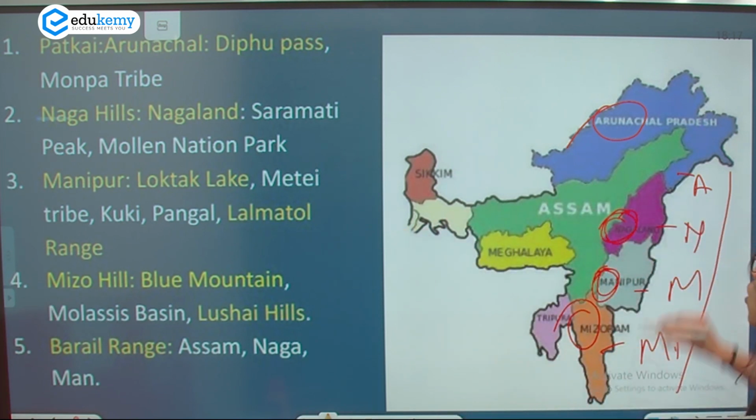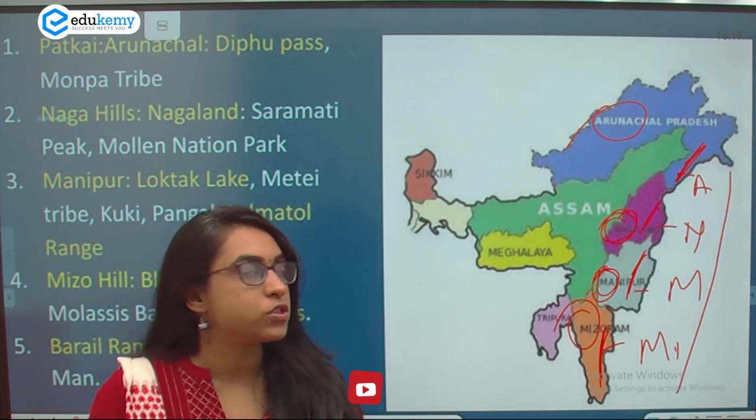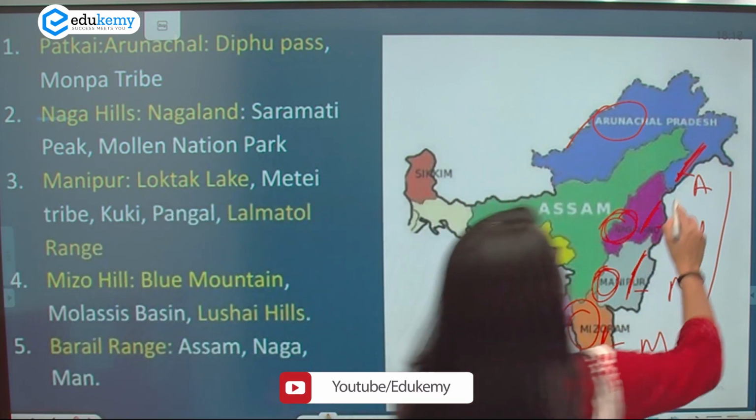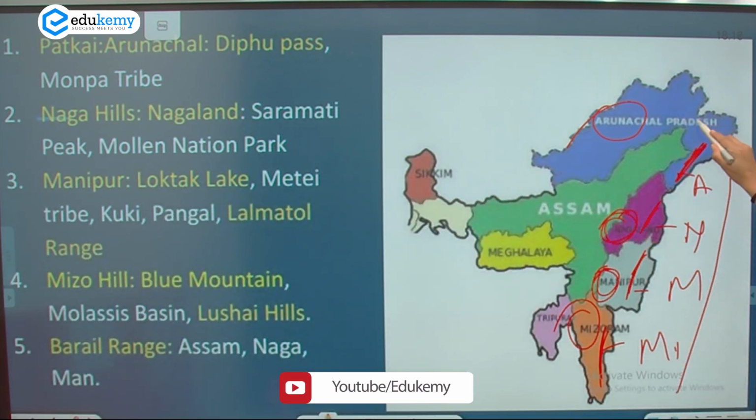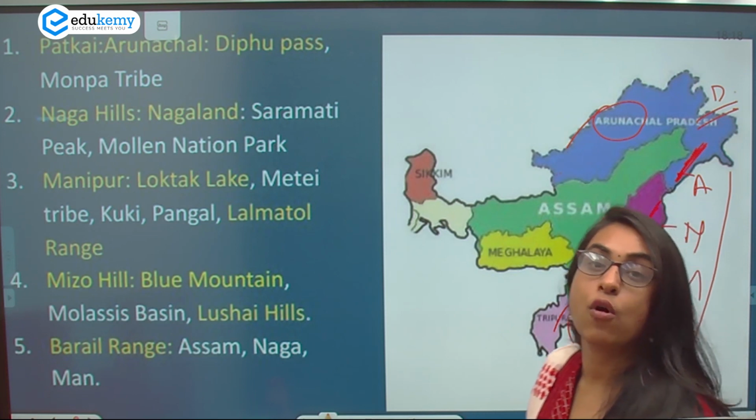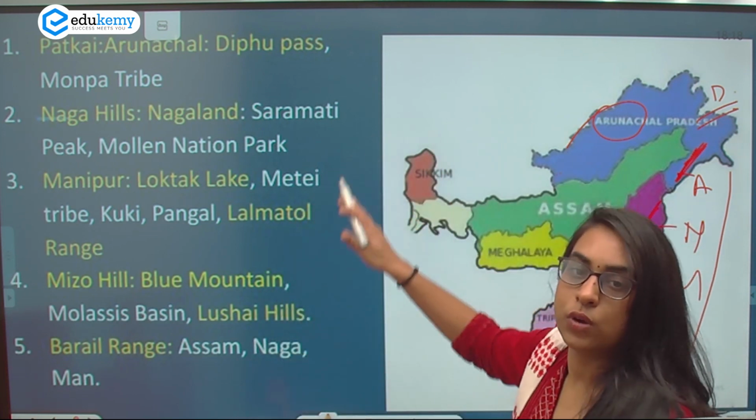So here the important hills are the Patkai Hills, Naga Hills, Manipur Hills, Mizo Hills. Okay, and we've already seen the Bareil Hills also. So in Arunachal Pradesh, a very important feature is the Patkai Hills, and you also have a pass which is Diphu Pass. So Diphu Pass is also near the border, that you should also know. An important tribe of Arunachal Pradesh is the Monpa tribe. This is about Arunachal Pradesh.